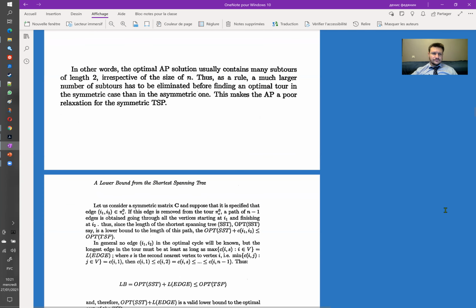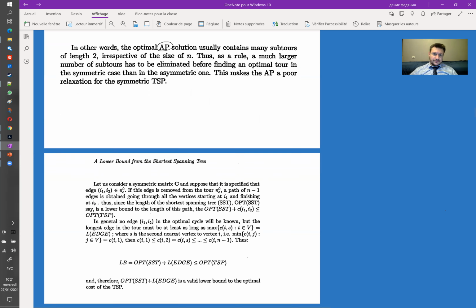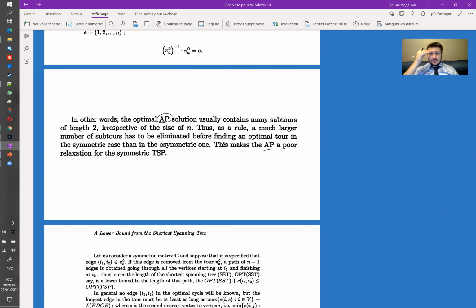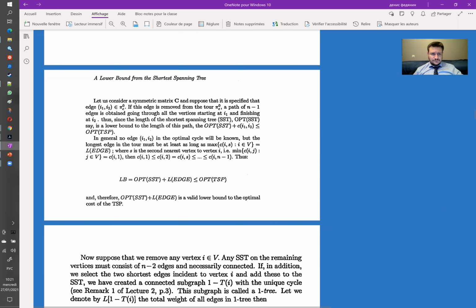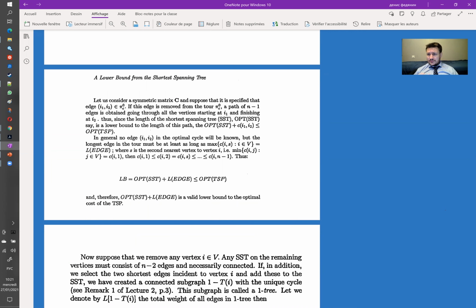Okay. So there is an assignment problem. We use it as a lower bound, but sometimes this assignment problem gives us only a poor relaxation for symmetric TSP. There is a discussion about symmetric and asymmetric versions. Okay, and we can prove several expressions, but maybe not now.